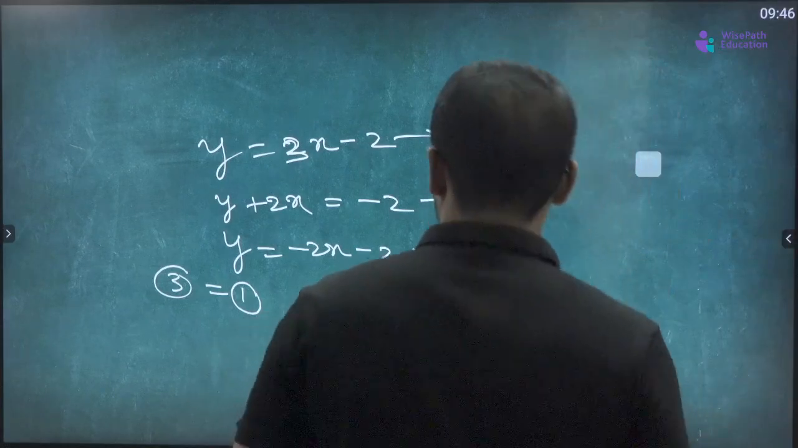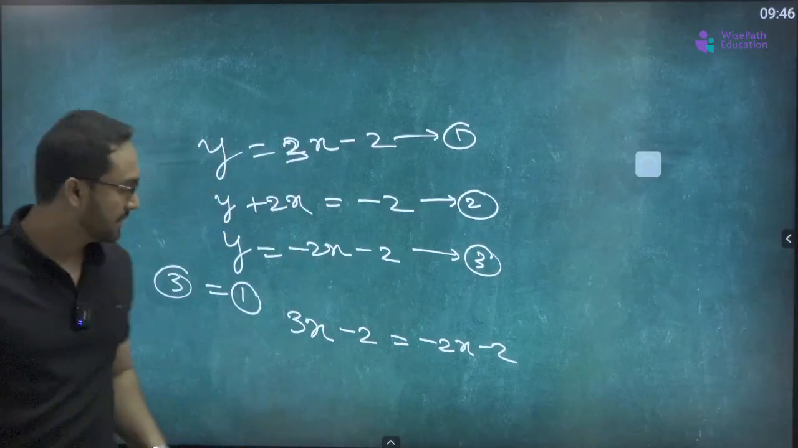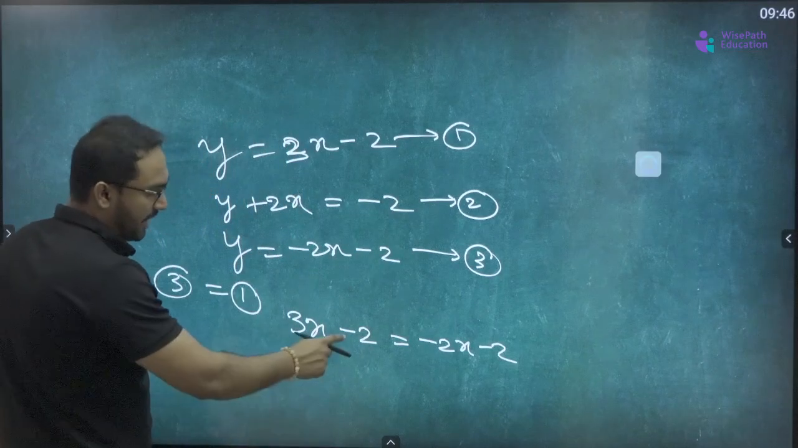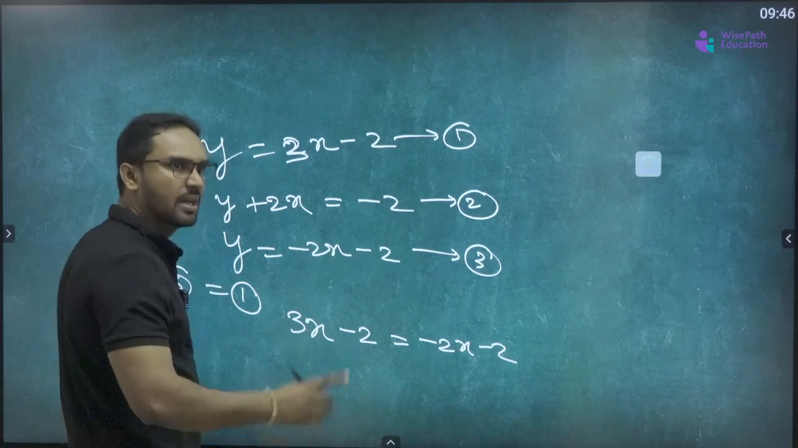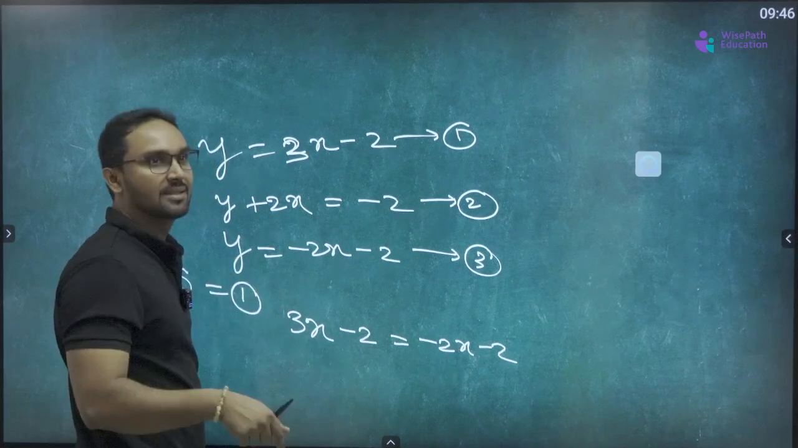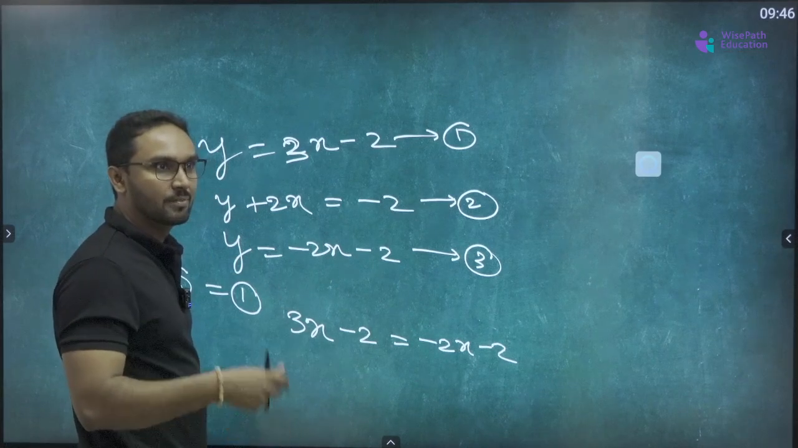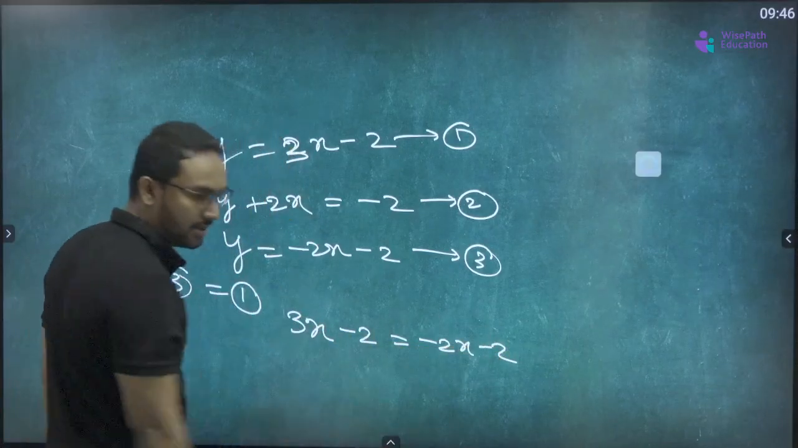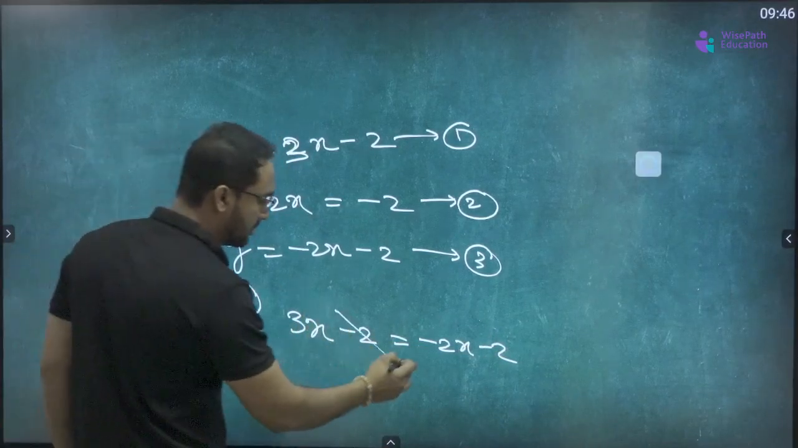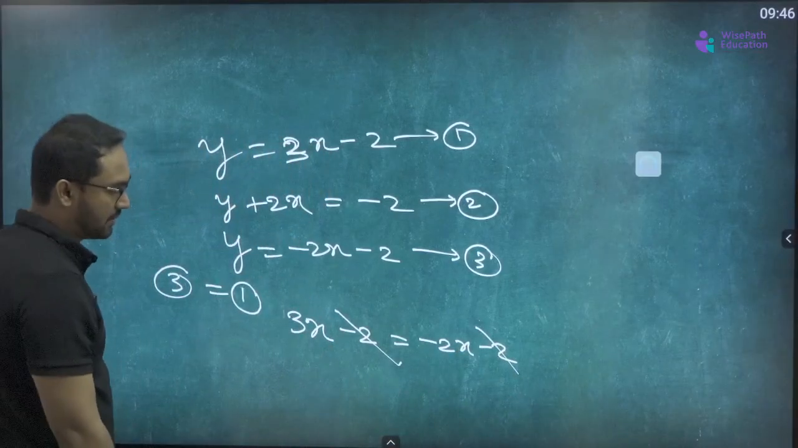So you have to simplify this to find x. The minus 2 and minus 2 are supposed to cancel out. Minus 2 going to the other side becomes plus 2. So this will cancel out.